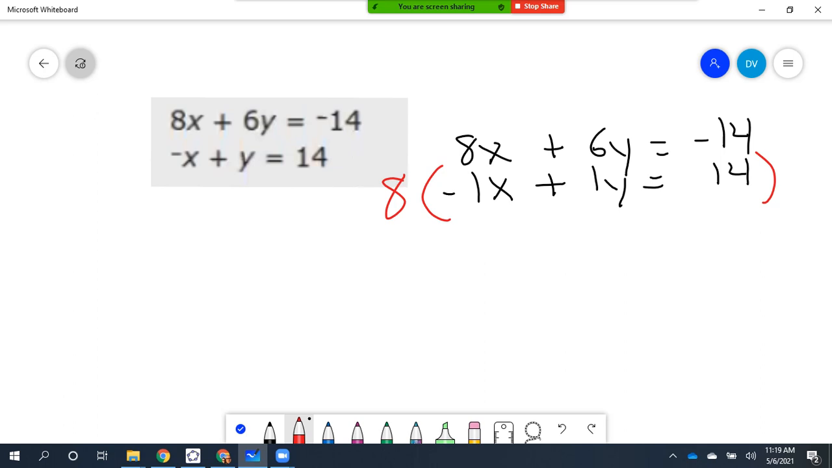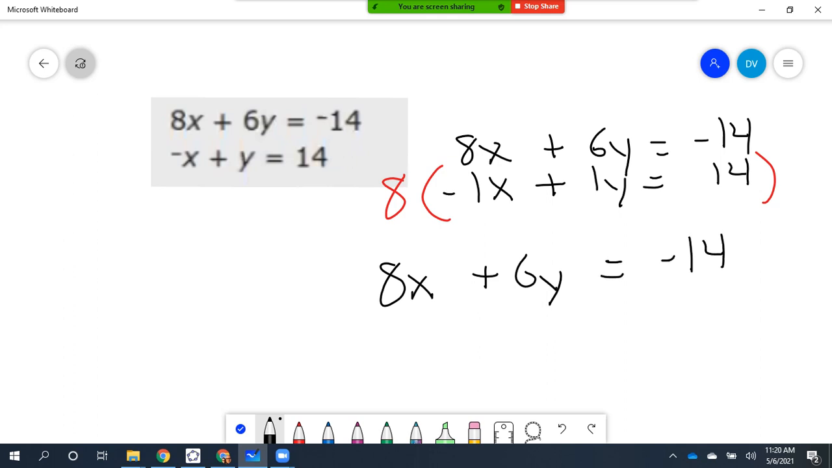And like I said before, this method involves a lot of writing. So what we're going to do is write the first equation we didn't change, so we're just going to write it again, exactly the same. 8x plus 6y is equal to negative 14.